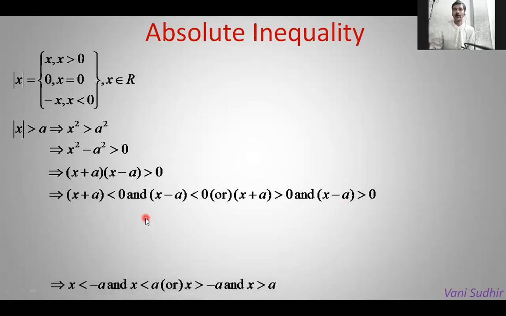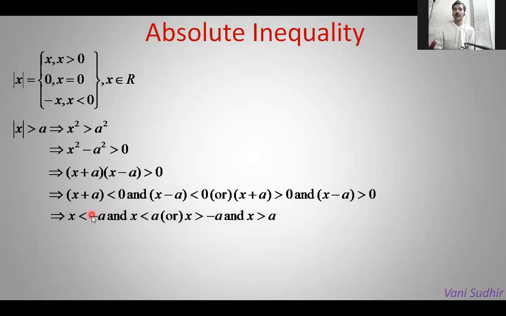Here, if you simplify, x plus a less than 0 means you can write x less than minus a. Similarly, x minus a less than 0 means you can write x less than a. And these two conditions you can express like this. Here, "and" means common regions. x less than minus a and x less than a. In these two, what will be the common region? x less than minus a is the common region. If any number is less than minus a, it will be less than a also.